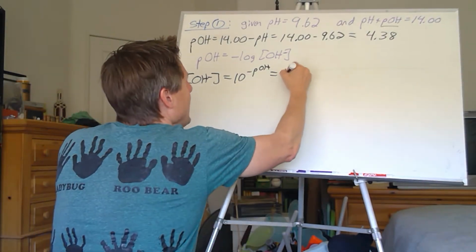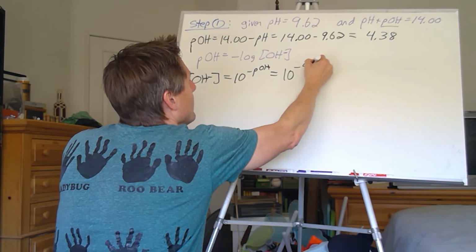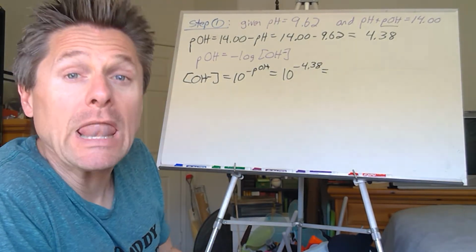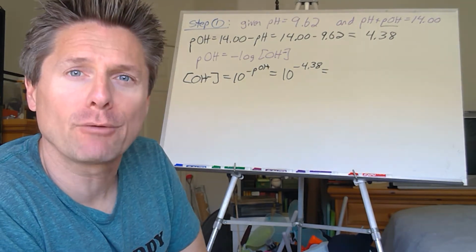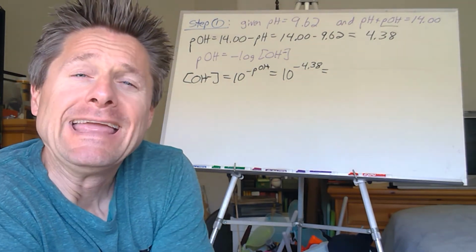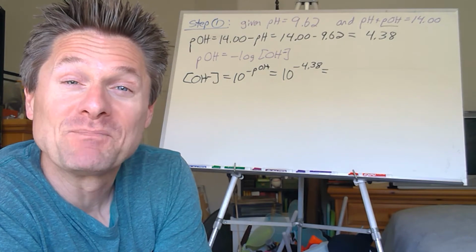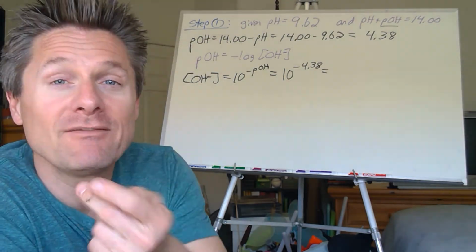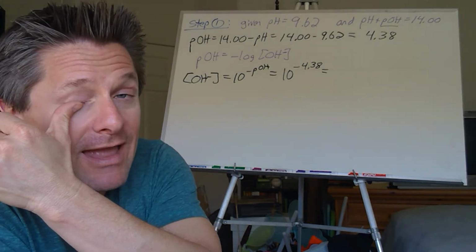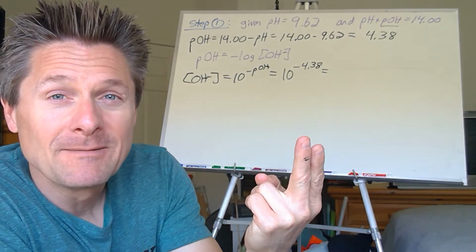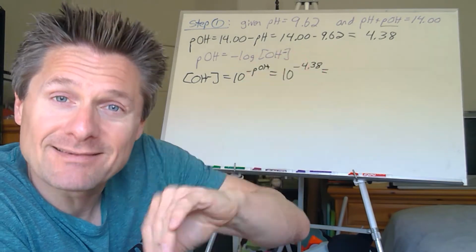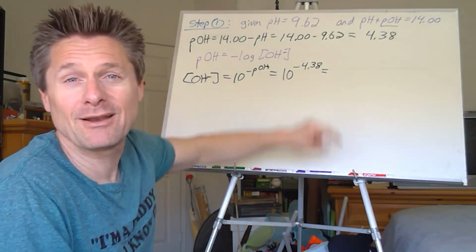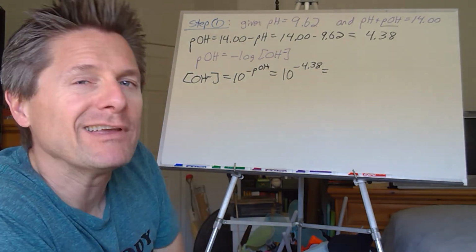All right, so 10 to the negative 4.38. Now remember, when you take a logarithm, the number of sig figs in that value is the number of decimal places in your answer. Well, it's inversed when you do e to the x or 10 to the x. So the number of decimal places in the value of the x, 10 to the x or e to the x, that'll be the number of sig figs. So see how we have 2 decimal places there? The 0.38, we'll have 2 sig figs in our answer.